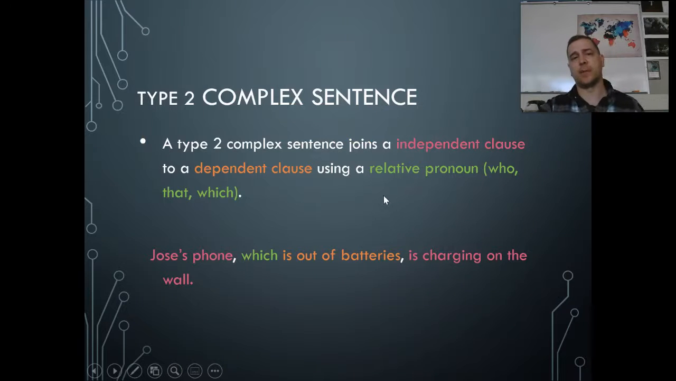So this is a type 2 complex sentence. It joins an independent clause to a dependent clause using what's called a relative pronoun. Who, that, or which. Jose's phone, which is out of batteries, is charging on the wall. So here the independent clause is Jose's phone is charging on the wall, but then we use a relative pronoun, which, and a dependent clause, which is out of batteries, to refer to Jose's phone.